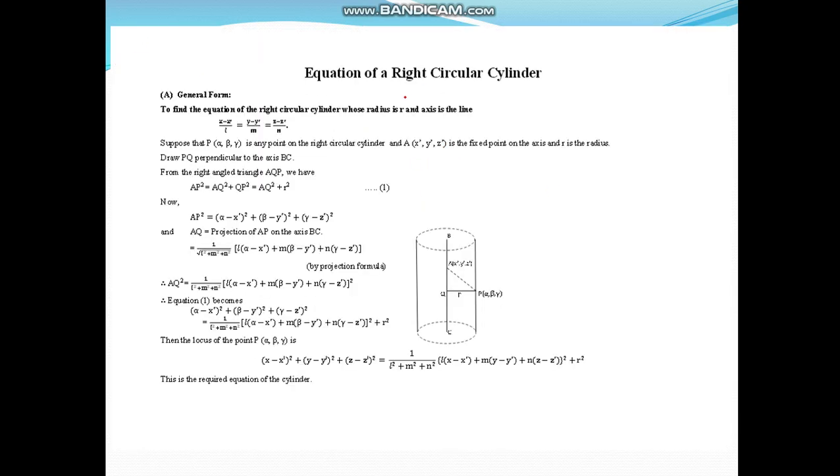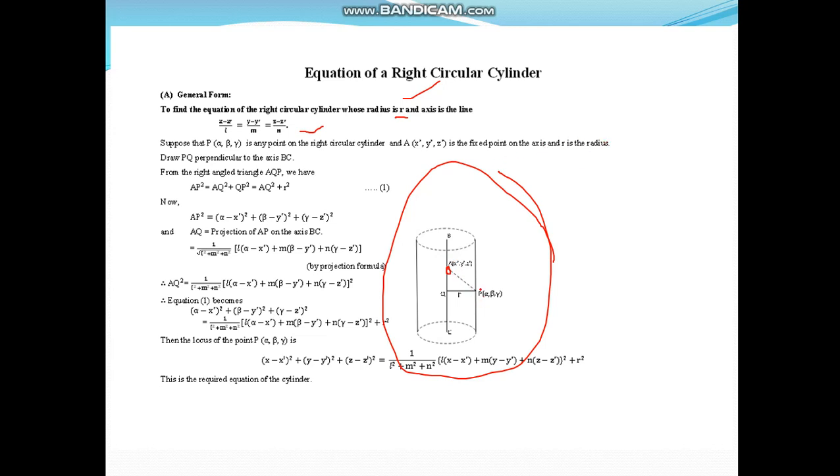Then see the equation of a right circular cylinder. To find the equation of a right circular cylinder whose radius is r and axis is the line. Suppose the equation of the axis is given and the radius is given, so we can find the equation of the right circular cylinder. So see this figure here, the equation of the axis is known, r is the radius of the cylinder, P(alpha, beta, gamma) is any point on the cylinder, and A is a fixed point on the axis and r is the radius.